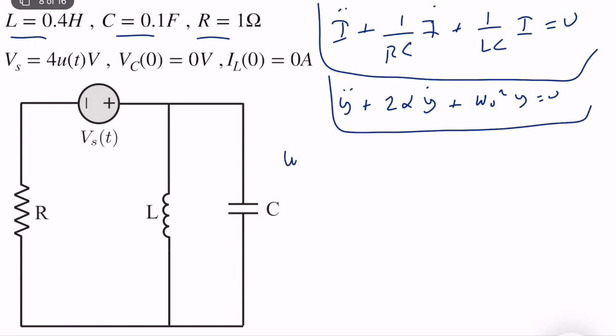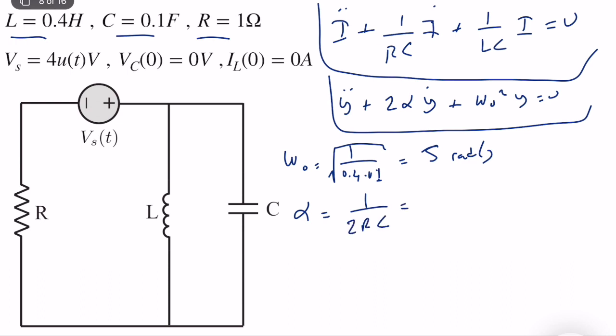So omega 0 is equal to the square root of 1 over L times C, with 0.4 times 0.1. I think it's equal to 5 radians per second. So what is alpha? Alpha is equal to 1 over 2RC. R is 1 ohm, and C is that. It's also equal to 5 radians per second. Alpha is equal to omega 0, so it means that we have a critically damped system.